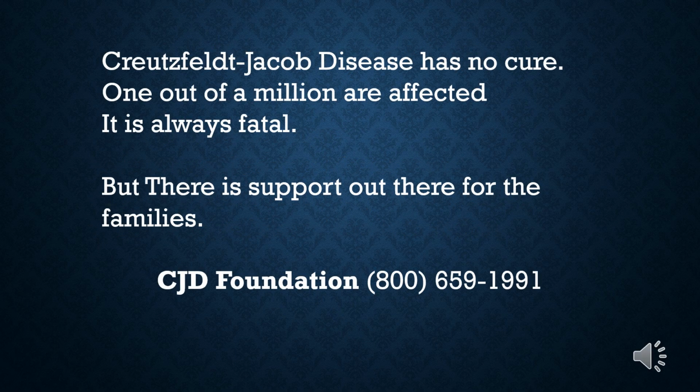Creutzfeldt-Jakob disease is a very rare neurodegenerative disease with no cure. The ratio for obtaining the disease is 1 case out of 1 million population. Every case is fatal and leads to death, usually within 1 year of diagnosis. There's still little known about CJD, and researchers are still working to find answers. Though there is no cure for the disease, there are a lot of support groups and foundations willing to assist, such as the CJD Foundation.